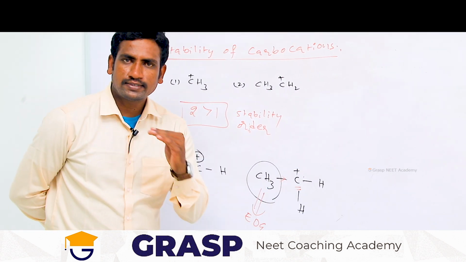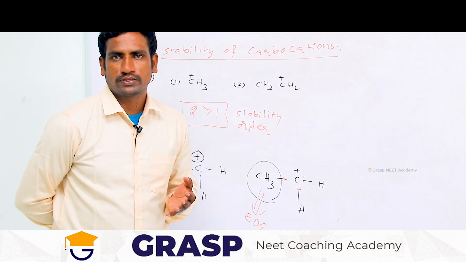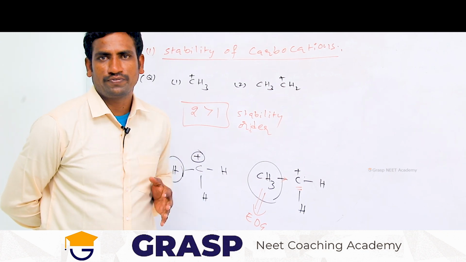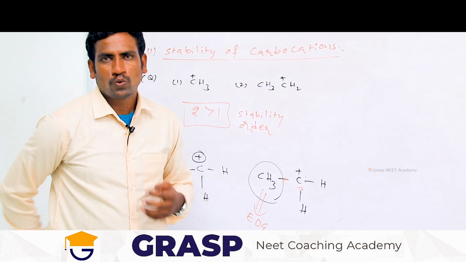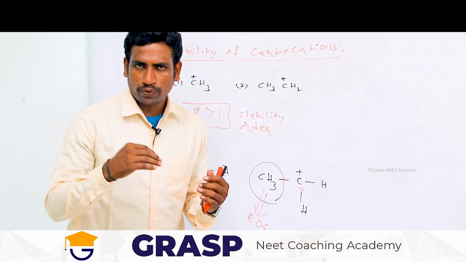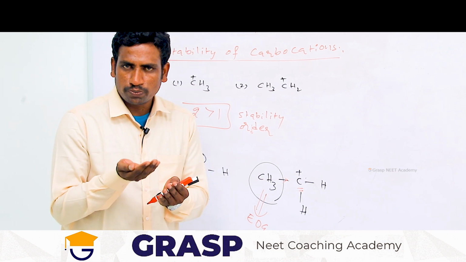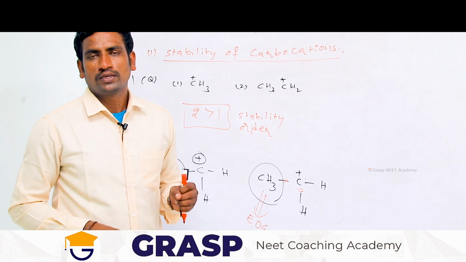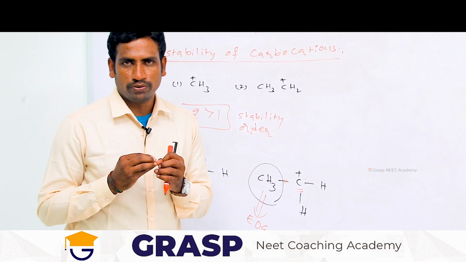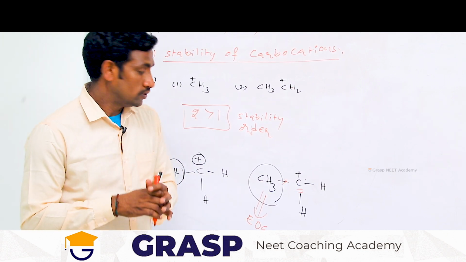Carbocation means what? It is a deficiency of electrons. It has electron deficiency. What does it require? Donors are required, which donate electrons to this carbocation. Ultimately the positive charge becomes neutral when it is attached to electron donating groups, because of donating.